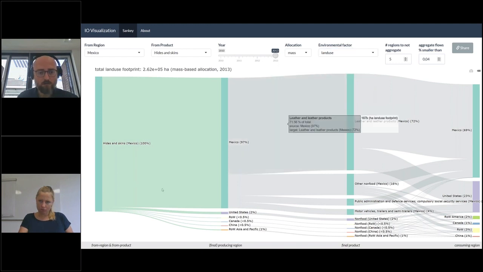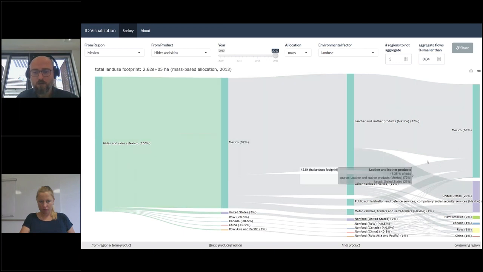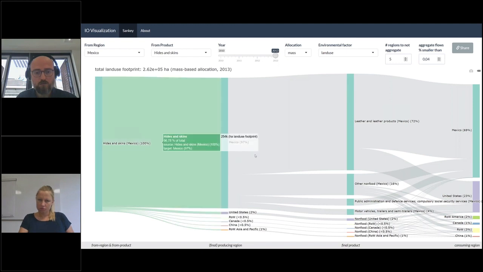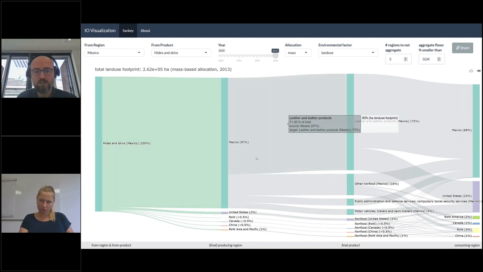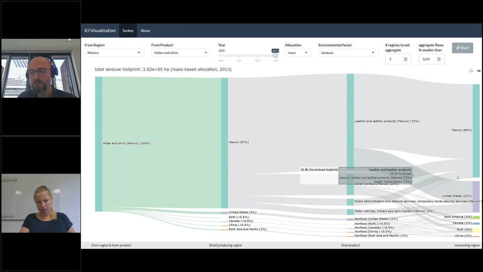So now we can see the Sankey diagram here, and you see that hides and skins from Mexico are mainly processed in Mexico itself, and only some smaller quantities are traded. They are processed mainly into leather products, which are also consumed domestically, but then also exported into the United States.